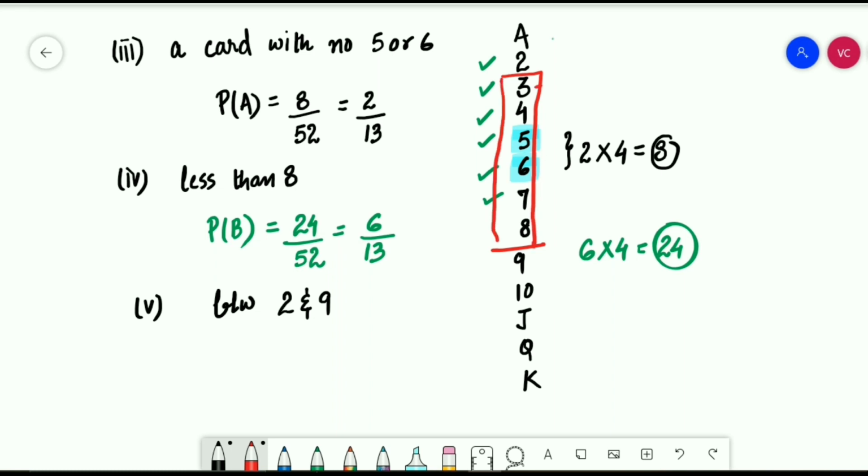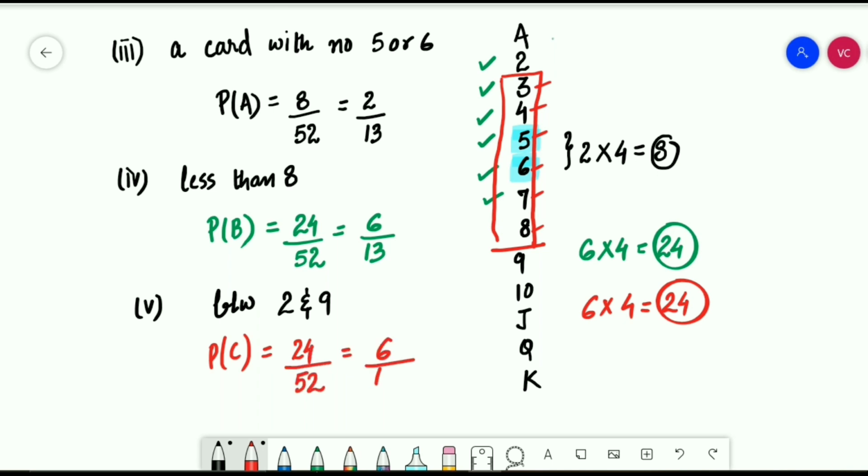So we have 1, 2, 3, 4, 5 and 6. Okay, 6 cards in one suit, and in 4 suits total we have 24 cards. So in this case P of this event is equal to 24, the number of favorable cases, divided by 52, and that comes out to be 6 divided by 13. So that's the final answer.